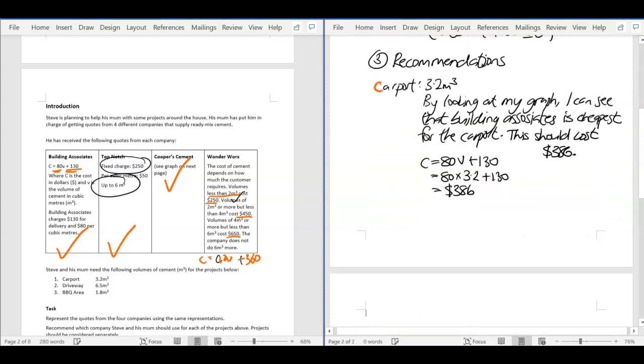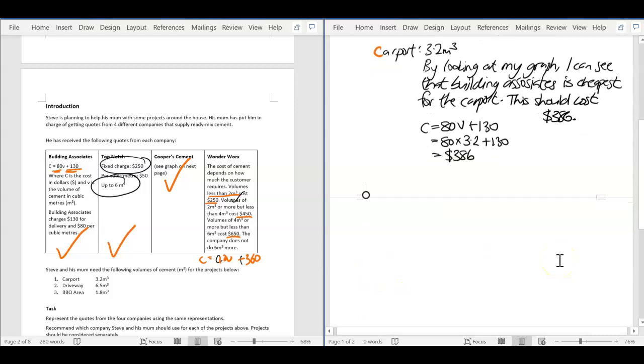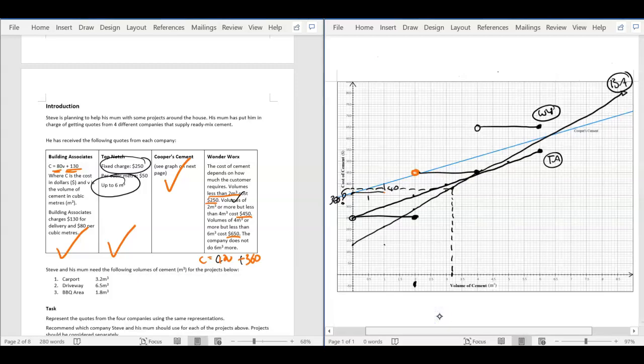So let's get a new page ready on our screen. So let's now have a look at the second bit. So we're looking at the driveway now. So the driveway, and the driveway is a lot bigger. It requires 6.5 meters cubed of concrete. Let's go to our graph. Let's figure out which company we're looking at. So 6.5 is down here, and we're going to go up all the way. Forgive my bad dots. And it looks like Cooper's Cement is probably going to be just slightly cheaper at that particular point.